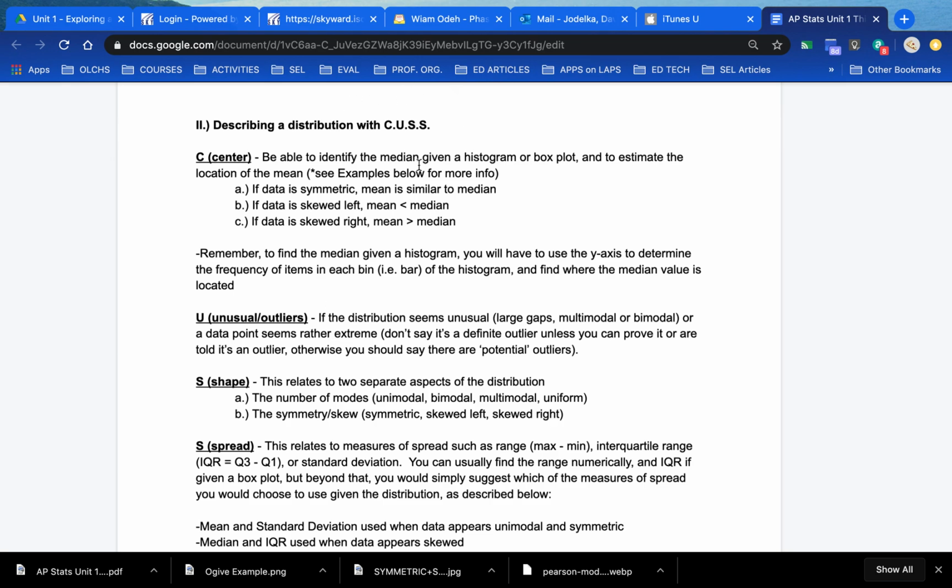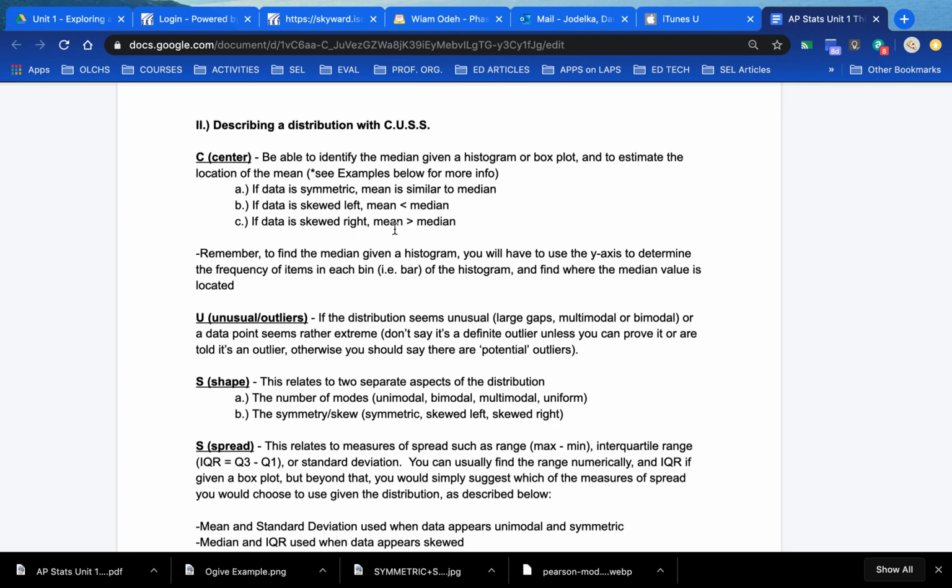Because I guarantee you will have to do something with this. Anytime you're asked to describe a distribution, you want to remember these 4 things. C stands for center. You'll want to be able to tell me something about the mean and the median. This gives you a really nice summary right here. But again, you won't be able to find the mean. You will tell me how it relates to the median.